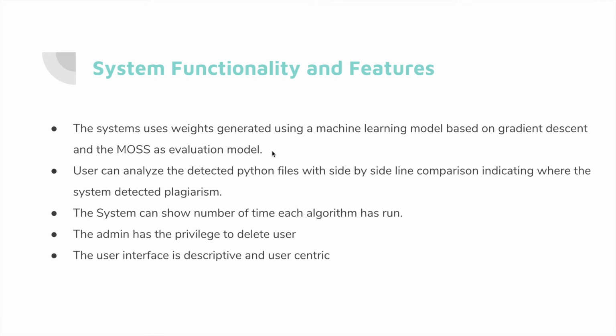And we also discussed the machine learning model, which is one of the main important features. Another important feature implemented is allowing the user to view a side-by-side comparison with a markup of plagiarized lines. So this allows the user to see where the respective algorithm has picked up plagiarism bits in the code.